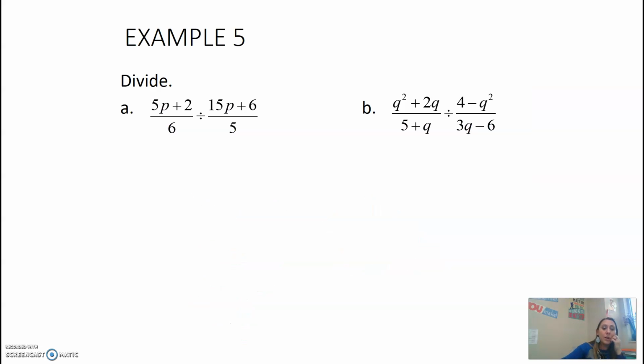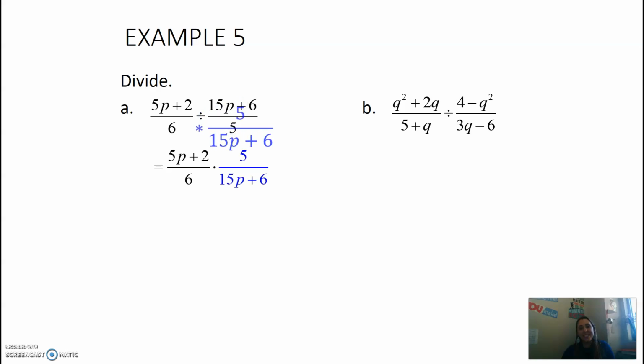So in this first one, we've got 5p plus 2 over 6 divided by 15p plus 6 over 5. So the first thing we want to do with division is we want to turn it into multiplication, so it's an easier problem. So we're going to keep the first one the same. We're going to change that sign to multiplication, and we're going to flip the fraction. So we went ahead and flipped it. Now it's just multiplication. And again, I like to keep things in parentheses. These are pictures from the book, so it's not written that way, but that's the way I would do it. It would be like this.